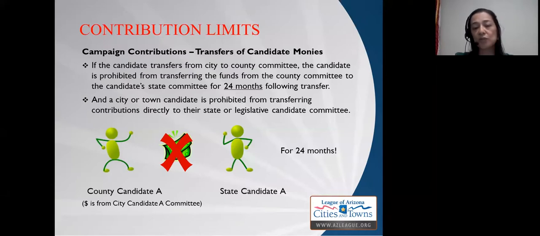But there's no restriction the other way. A state candidate committee can move any of their funds to a county or to a city or town committee.